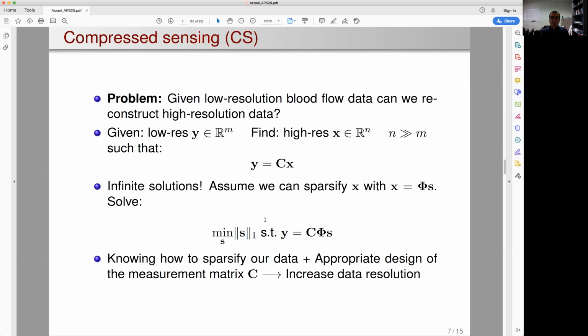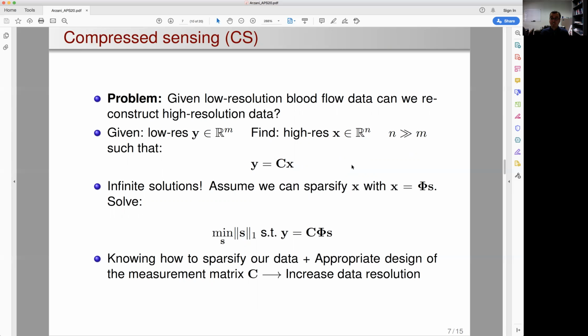Okay, so this might seem a little bit magical at first, but if you take your low resolution data Y, and then you have your high resolution data X, which you want to get, the only constraint you really have is that at the low-res locations, your data needs to conform with the measurements. And that's through the measurement matrix C that specifies those measurement locations. Now, this obviously has infinite solutions.